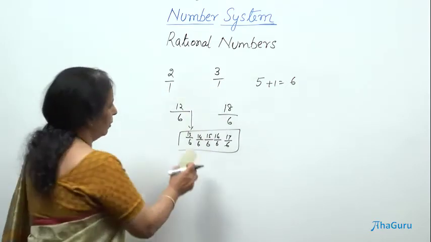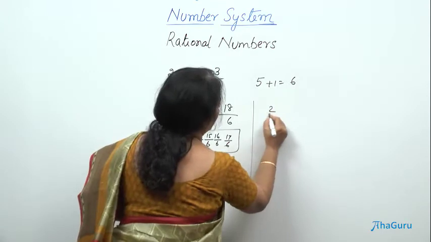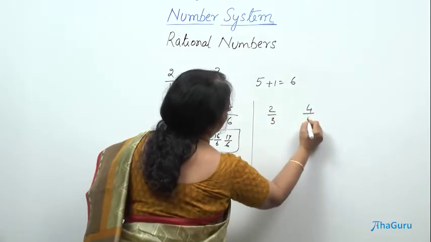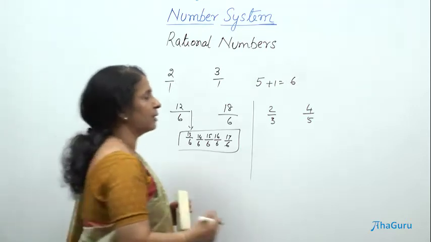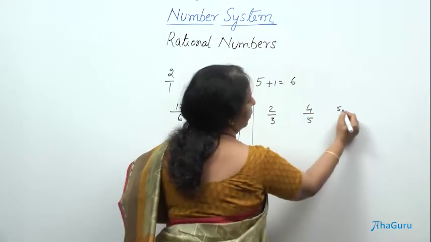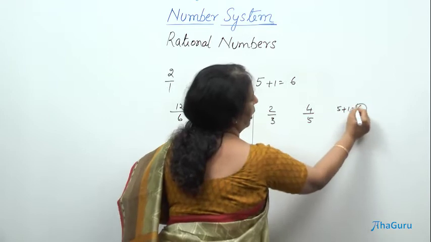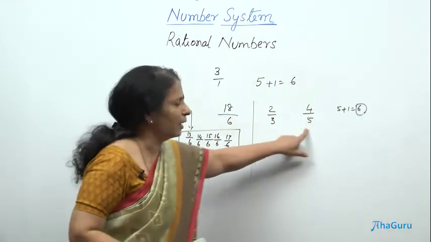Okay, let us do one more example. Say 2 by 3 and 4 by 5. Now the denominators are not the same, and I am supposed to find 5 numbers. So I will do 5 plus 1, 6.